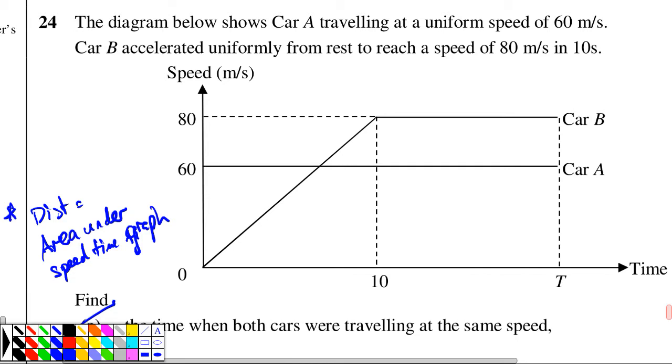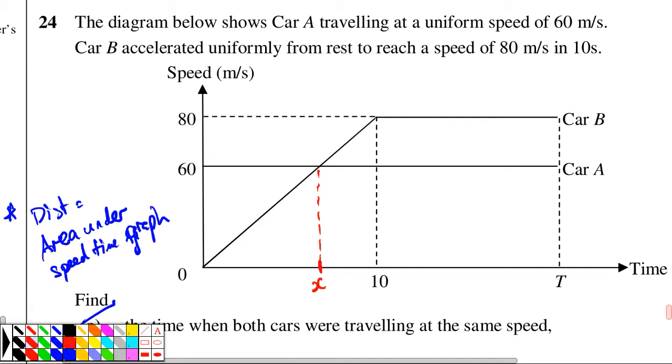So I need to know where is the timing. If I look at this time, say X. What are the two areas I need to calculate? For car A, what do I calculate? Tell me the shape of the area I calculate.